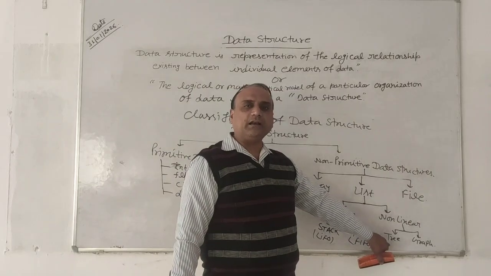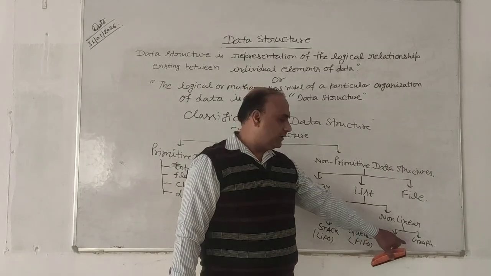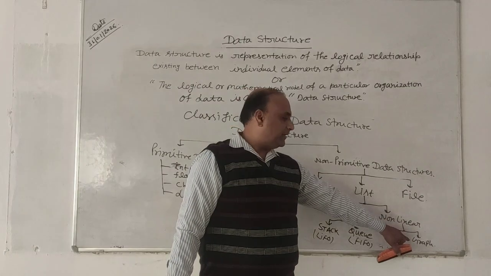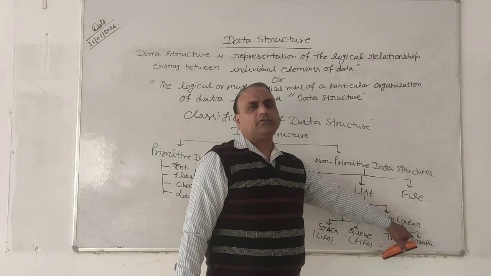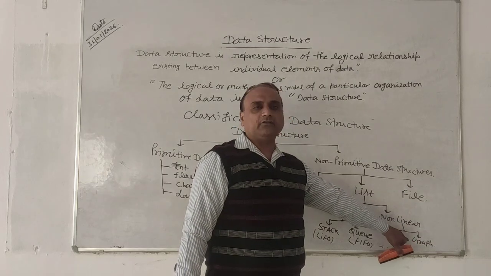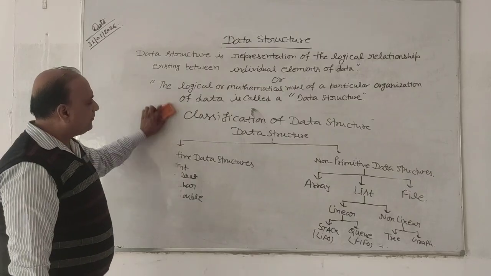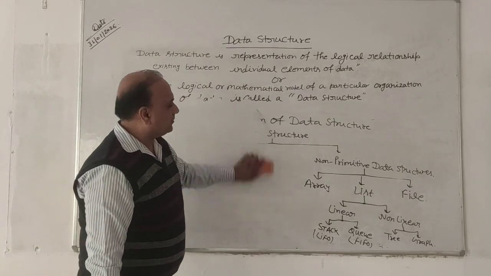Tree shows the hierarchical relationship between the data elements. Similarly, graph is a closed cycle by which we can define such type of data structure. Now we discuss the operations performed on data structure.